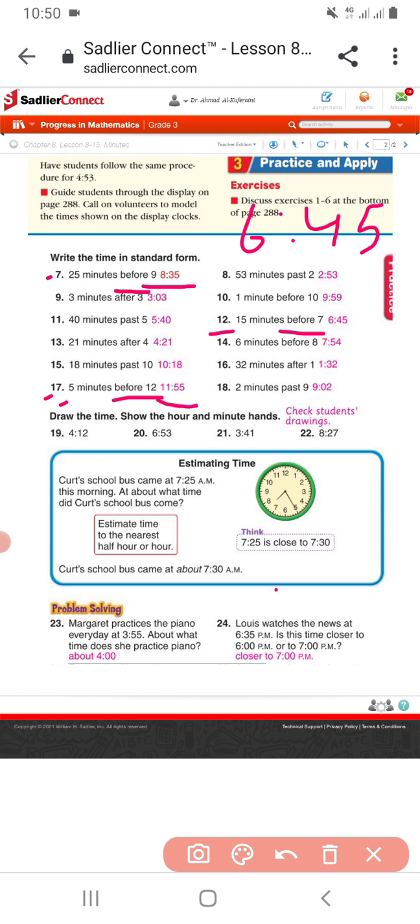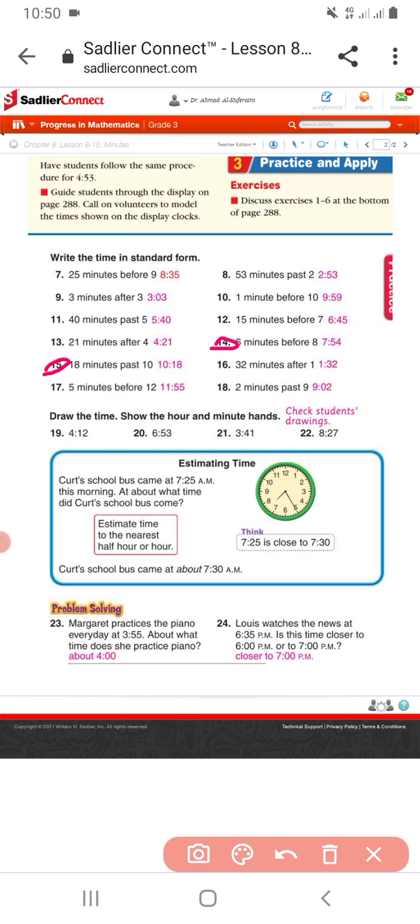Now, let me give you a homework. Question number 14. I know that this is the answer, but you have to think about it and show me your process. That before 8, this means 7, and 60 minus 6, the answer is 45, and the last one is 15. Okay, now let's check the next one, which is how to solve a question with the word after.